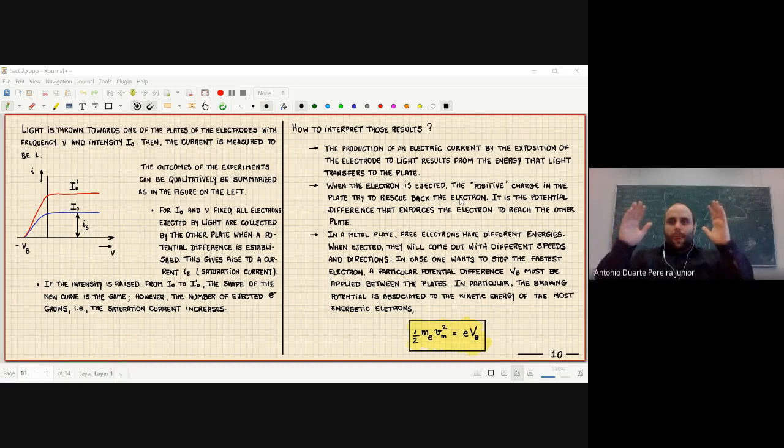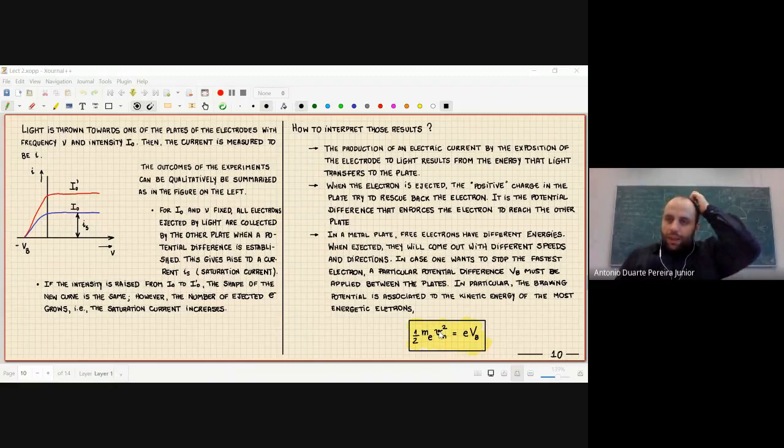The kinetic energy of a particle, you probably learned in elementary physics courses, but if you didn't, you can tell me. The kinetic energy of a body with mass m and velocity vm is given by half of the mass of the body, in this case the mass of the electron, times the square of the velocity. If I take the fastest electron that will be ejected by the plate, I call it the one which has velocity v max, vm. So this is the kinetic energy of the fastest electron that I remove from the metal.